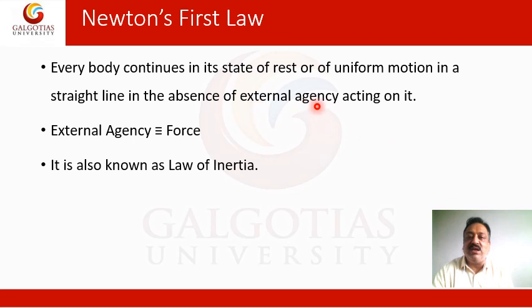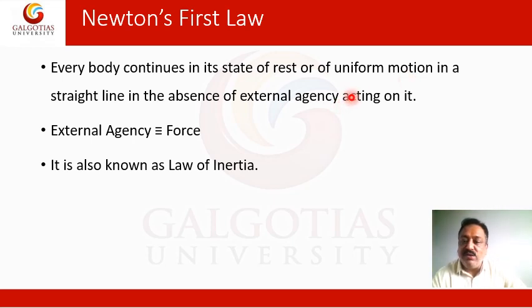What is external agency? External agency means any force which is external to the body. If it is acting on the body, only then the body will try to change its course. Otherwise, it will continue in the straight line. If it is at rest, it will stay at rest. If it is moving, it will uniformly move in the same direction with the same velocity.